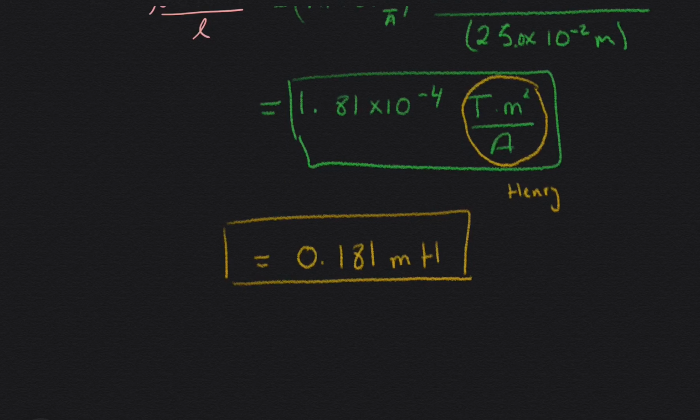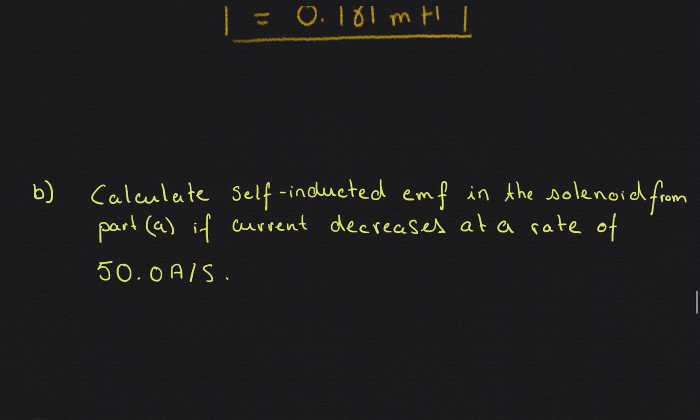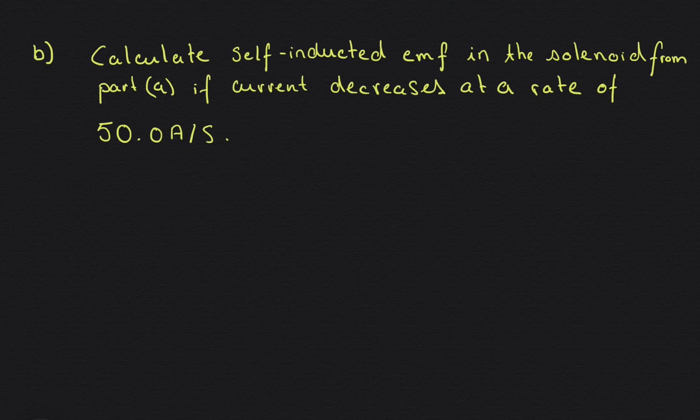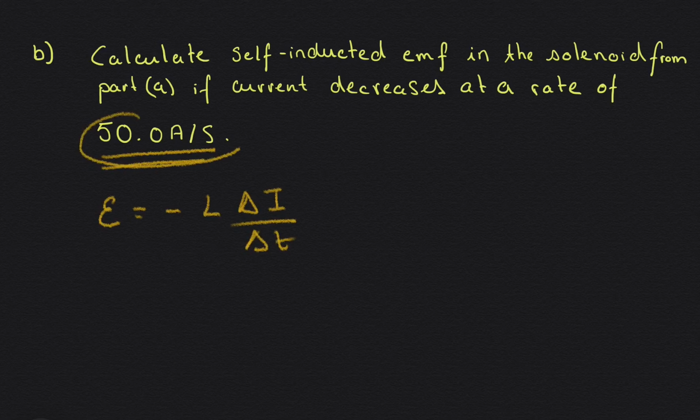B is calculate the self-induced EMF in the solenoid described from part A if the current of the solenoid now decreases at a rate of 50 amps per second. So there's a constant rate of decrease. So if the rate decreases at 50 amps per second, there's no problem. So you can find that epsilon, the self-induced EMF, is equal to the negative L change of I over change of T. And note that this 50 is change of I over change of T.